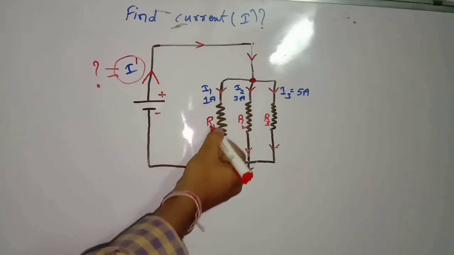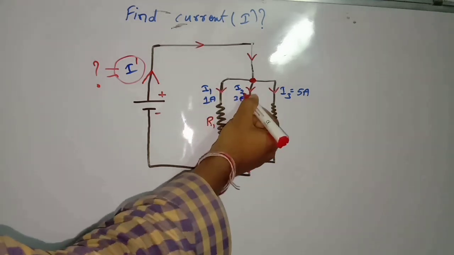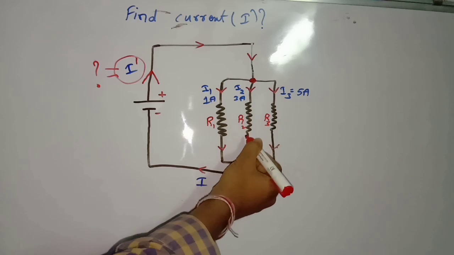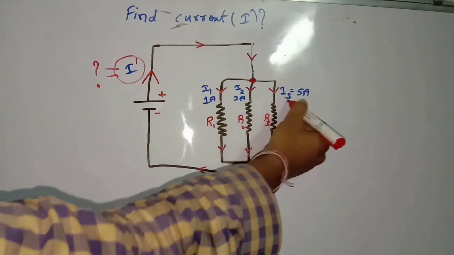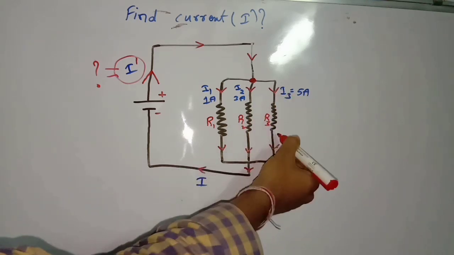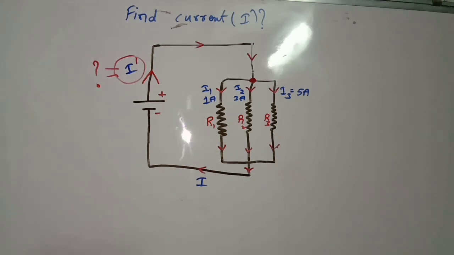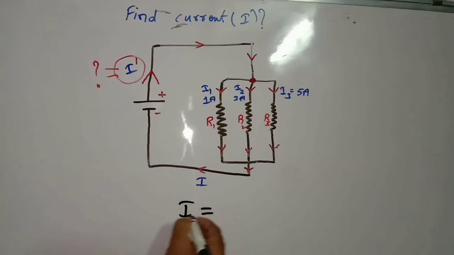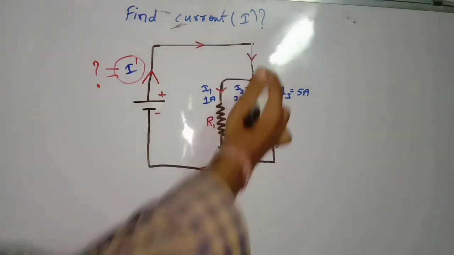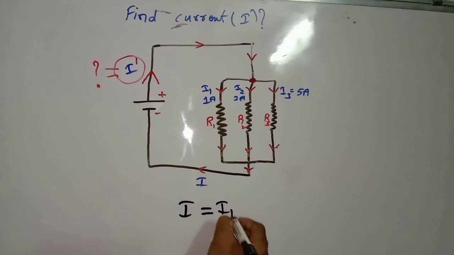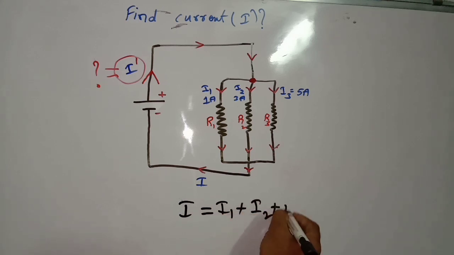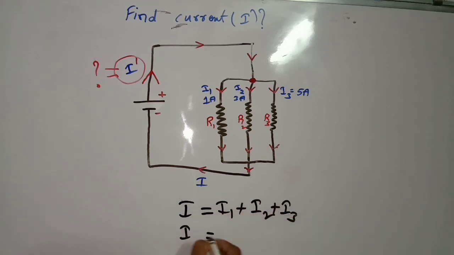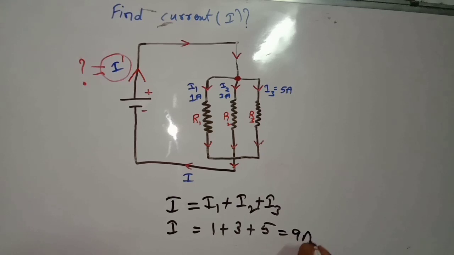I1 current is passing through R1. I2 current, that is 3 amperes, is passing through resistor R2, and I3, 5 amperes, is passing through resistor R3. So the current I is splitting into three groups at the junction. The sum of the currents moving into the junction must be equal to those leaving the junction, I1 plus I2 plus I3. So I is equal to 1 ampere plus 3 amperes plus 5 amperes, which equals 9 amperes.